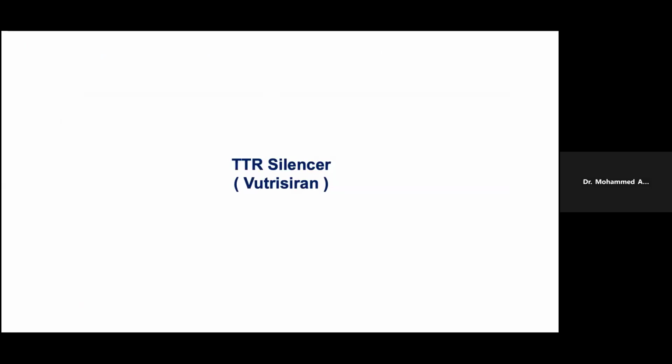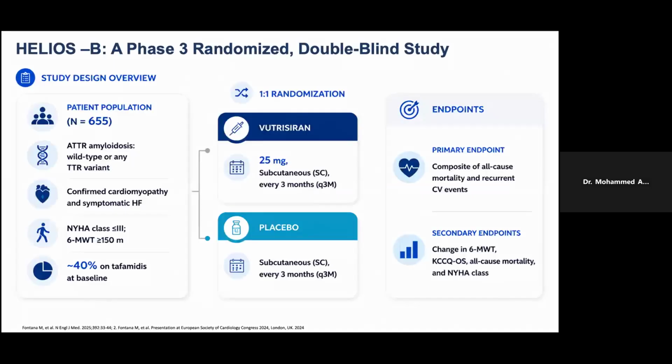Now we'll come to the second class. It's TTR gene silencer. Fitusiran, unlike TTR stabilizer, which prevent TTR dissociation, the gene silencer work upstream by reducing the production of transthyretin in the liver. Let's now turn to HELIOS-B trial. This is the landmark first 3 study evaluating fitusiran, and we'll consider also the first RNA interference therapy approved for the patient with ATTR cardiomyopathy.